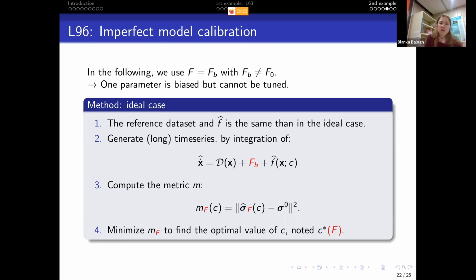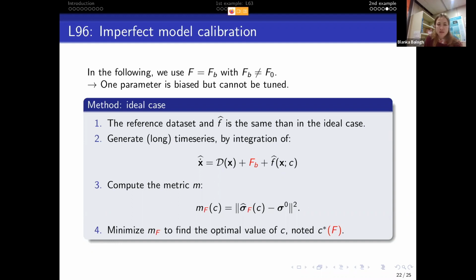So this will result in the introduction of some bias in long-term statistics, and we will try to compensate the bias that has been introduced by optimizing the value of c. So the starting points are the reference dataset and f hat that we have obtained in the previous case.